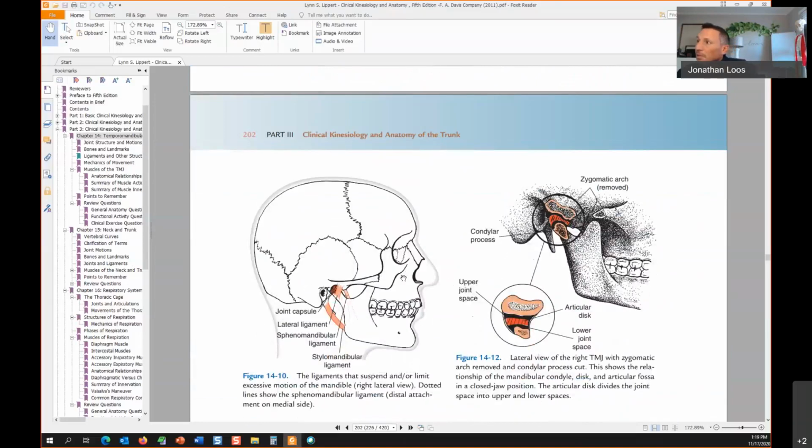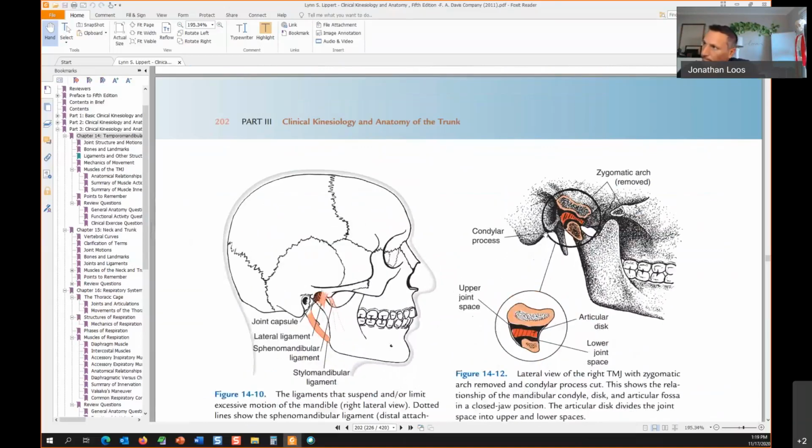Let me see if we can zoom in a little bit more here. So they cut out the zygomatic arch, so you can see behind here, and you can see they have this here. That's the skull right here, temporal bone. There's the process of the mandible, and then you have this articular disc, and it's like a vertebral disc or your pubic symphysis. It's a thick connective tissue that acts as a cushion between the two components here.